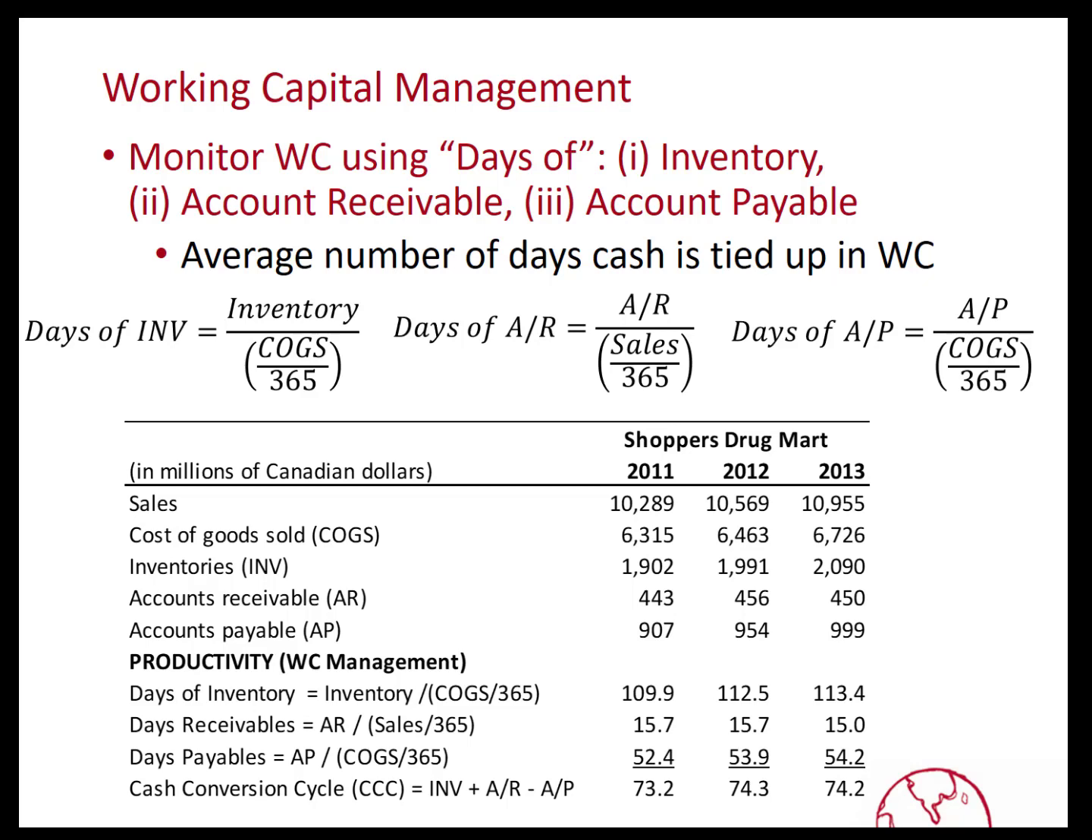When it comes to accounts payable, again, we're looking at what the company pays, not what the customer pays, so we're using cost of goods sold. And you can see that the days of payables are around 52 to 54 days, which is how long they take to pay their suppliers. Now the cash conversion cycle is going to be the sum of inventory and receivables minus how long it takes them to pay. And you can see here that it's roughly 73 to 74 days.